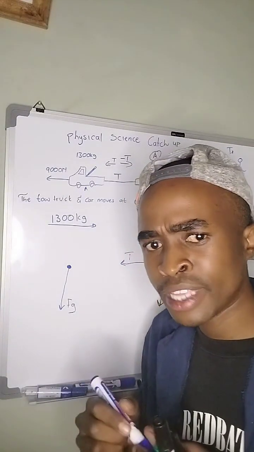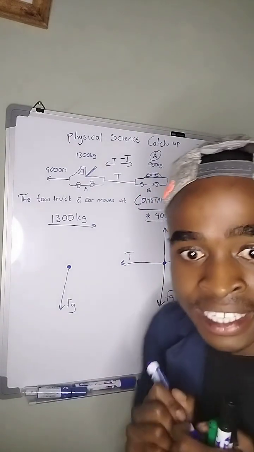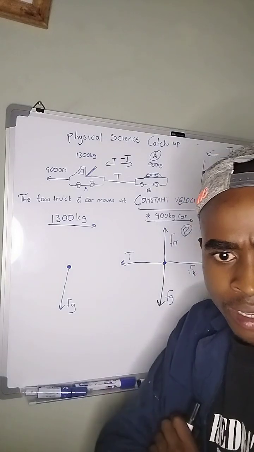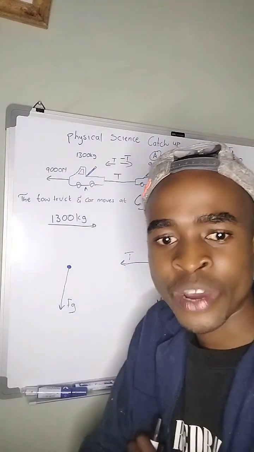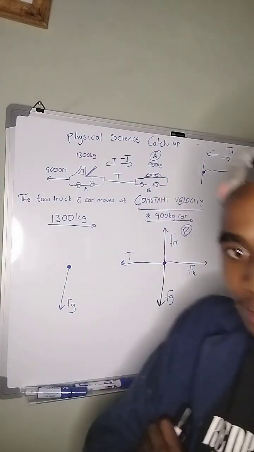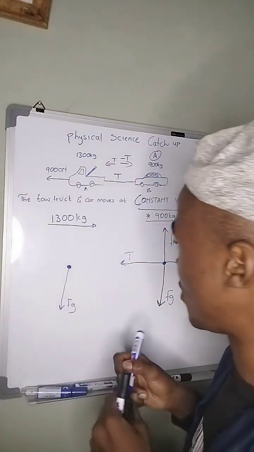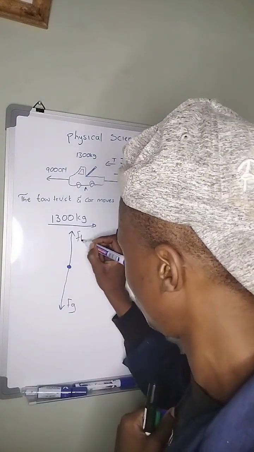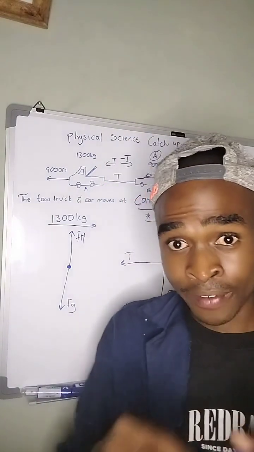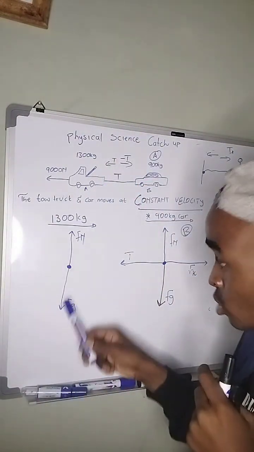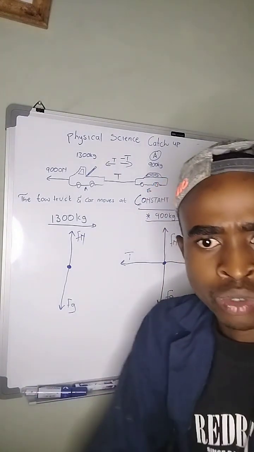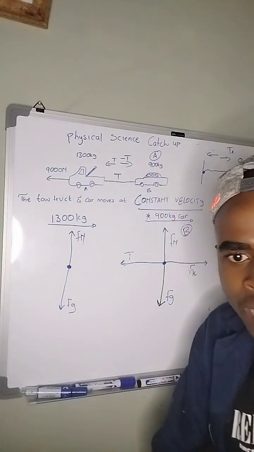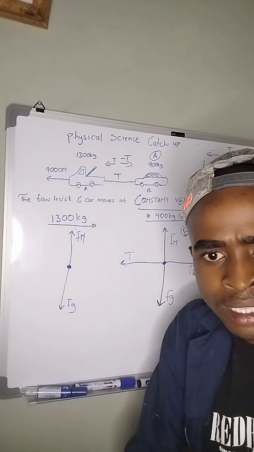Since it's going to be FG, what is the resistive force for FG? Yes, it's going to be the normal. Okay, I want to ask a very simple question, guys. Why are these two forces equal in magnitude?